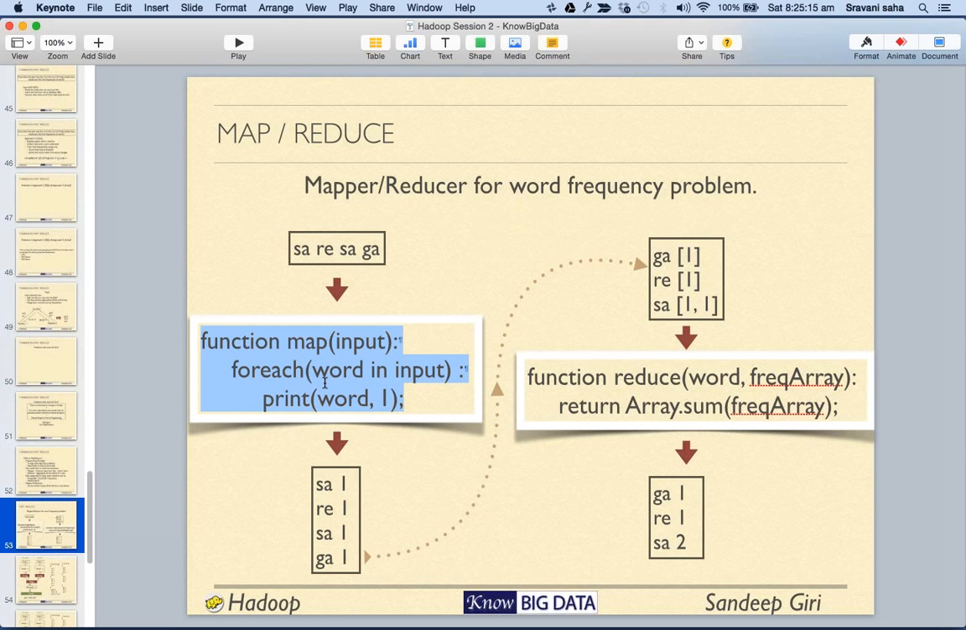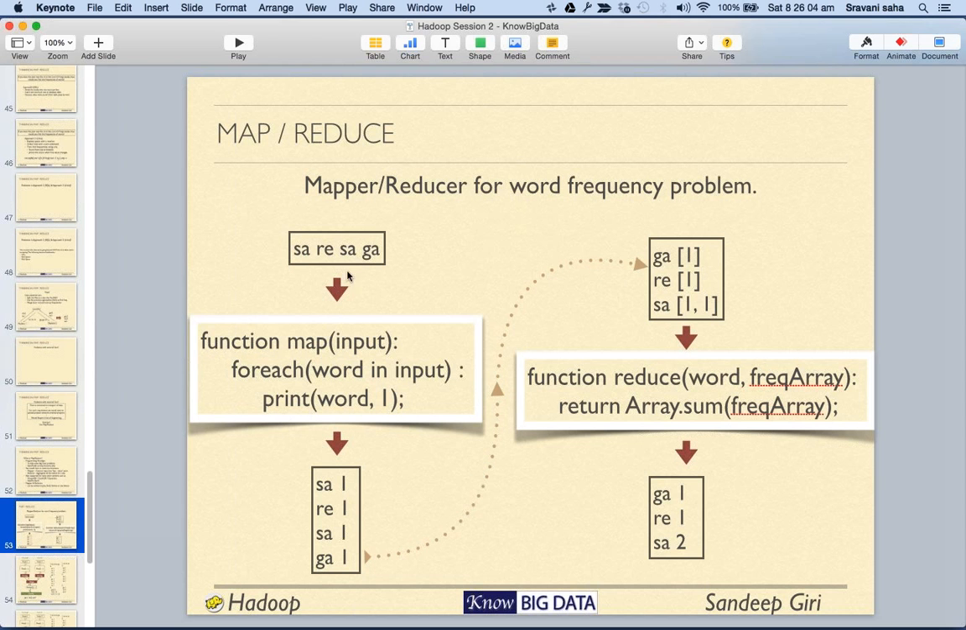So mapper's duty is to break down our text into key and value. And then our reduce function, all it does is it sums up all the values, or it just counts all the values here for each key. Now sa re sa ga, that was our input data, became sa1, that is the first key value, second key value re1, and sa1 and ga1. So this single line is broken down into four different key values, and this dashed line is the duty of Hadoop.